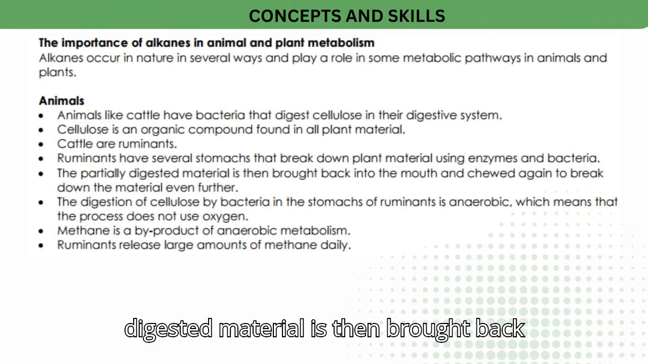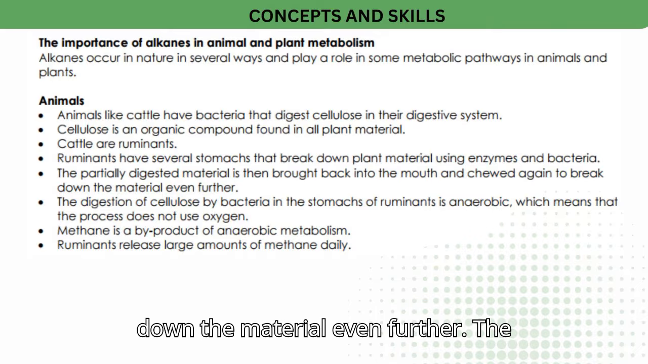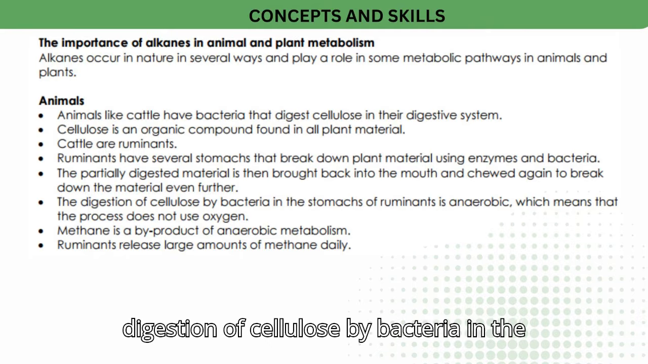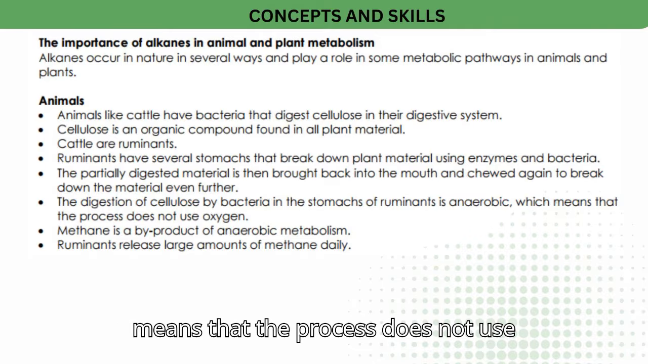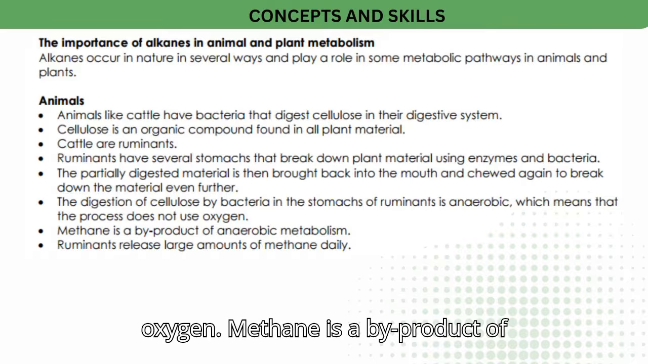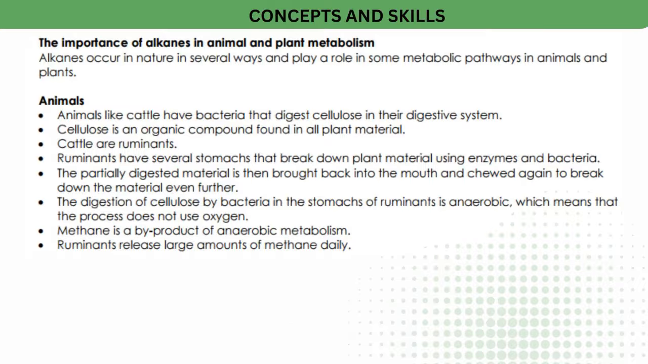The partially digested material is then brought back into the mouth and chewed again to break down the material even further. The digestion of cellulose by bacteria in the stomachs of ruminants is anaerobic, which means that the process does not use oxygen. Methane is a byproduct of anaerobic metabolism. Ruminants release large amounts of methane daily.